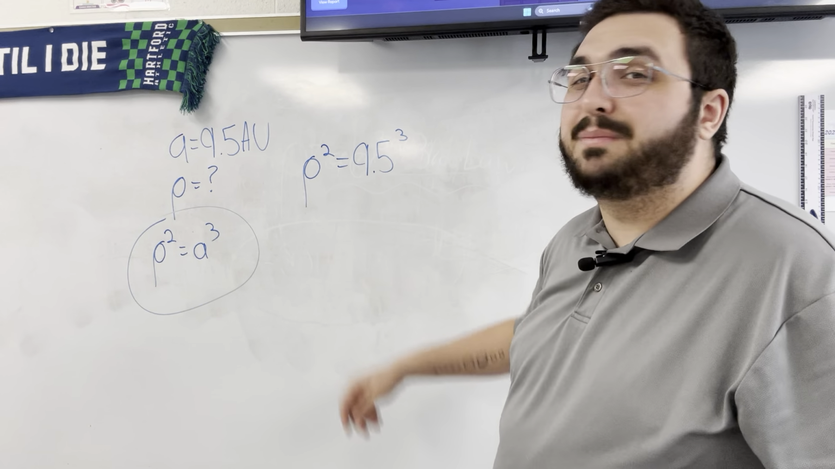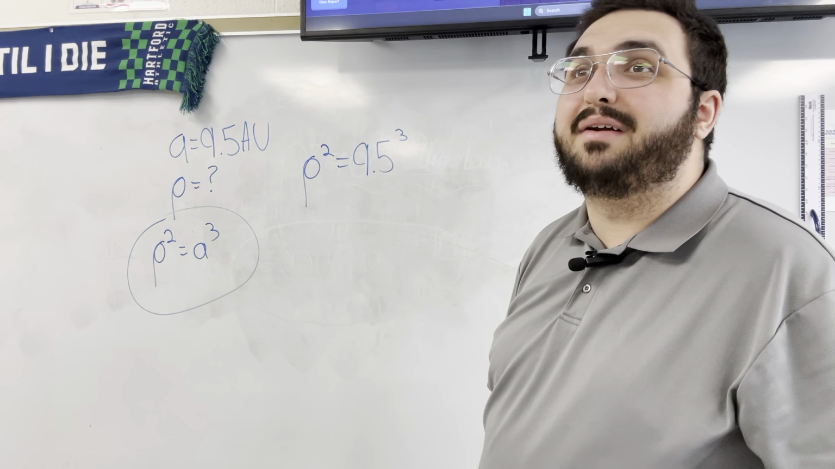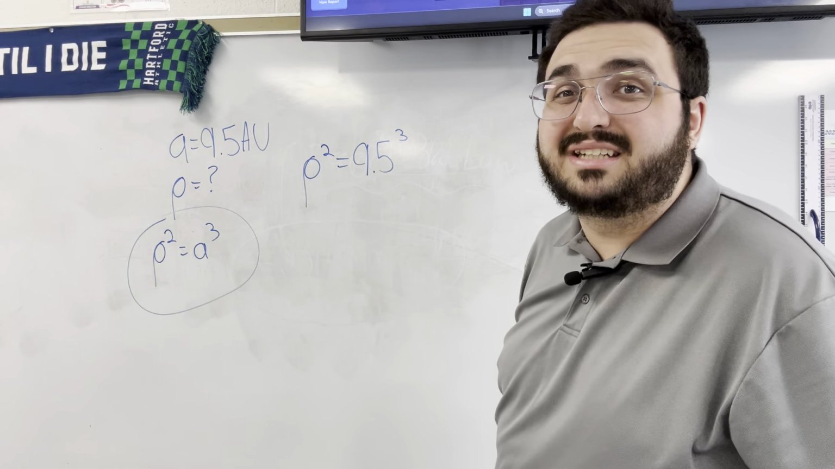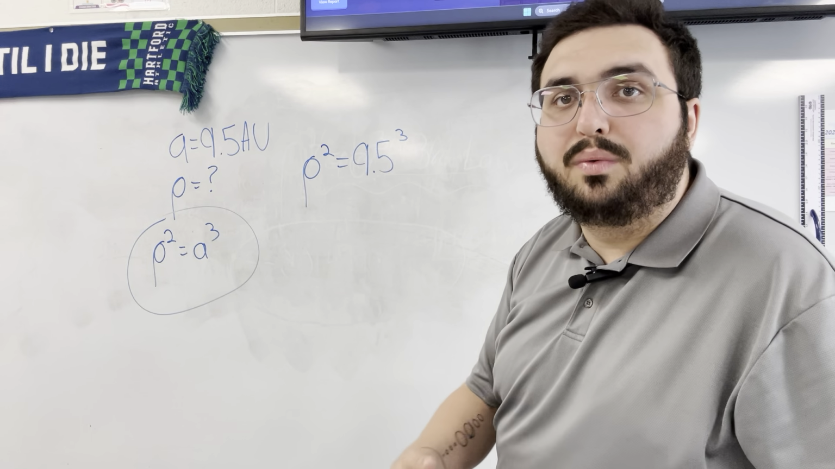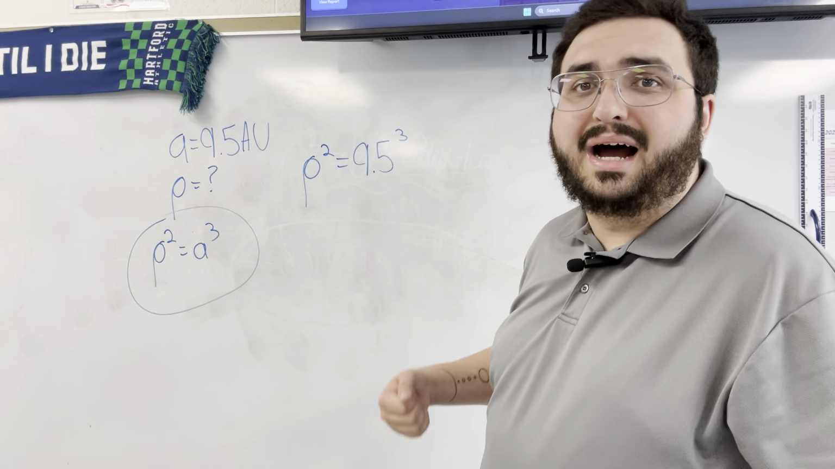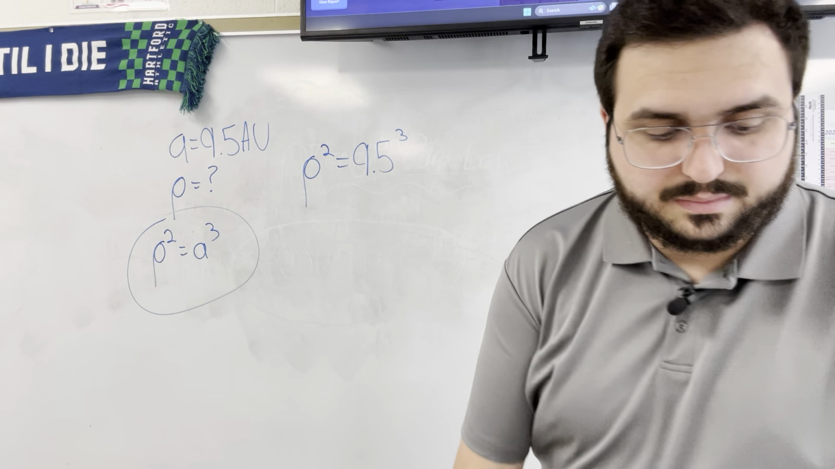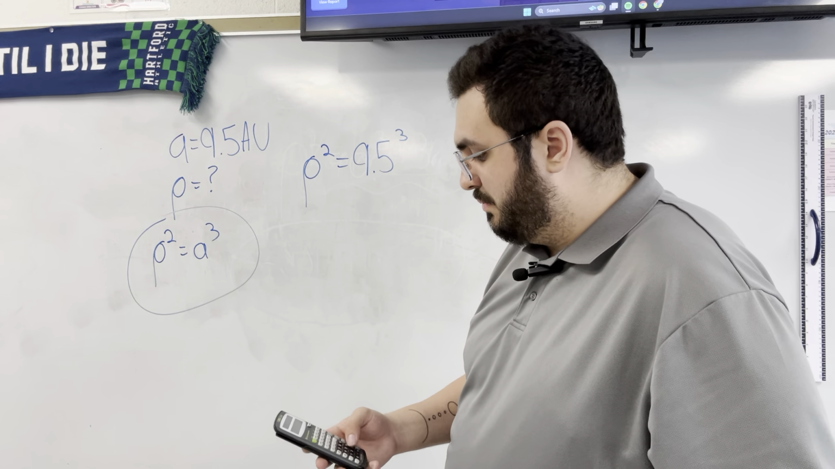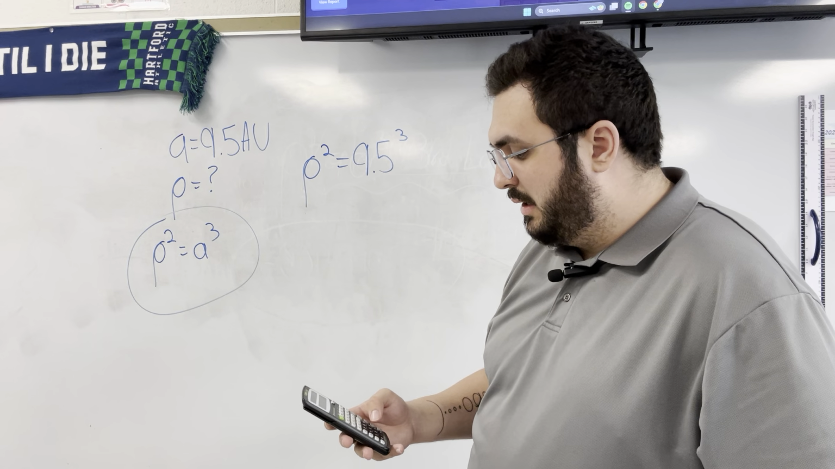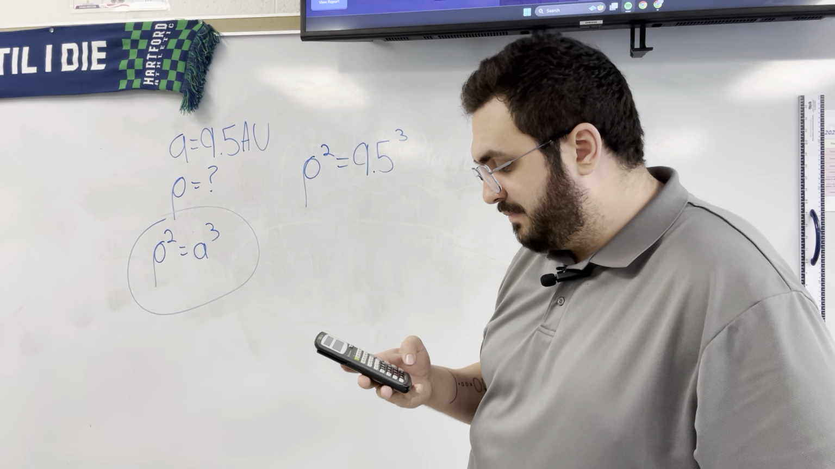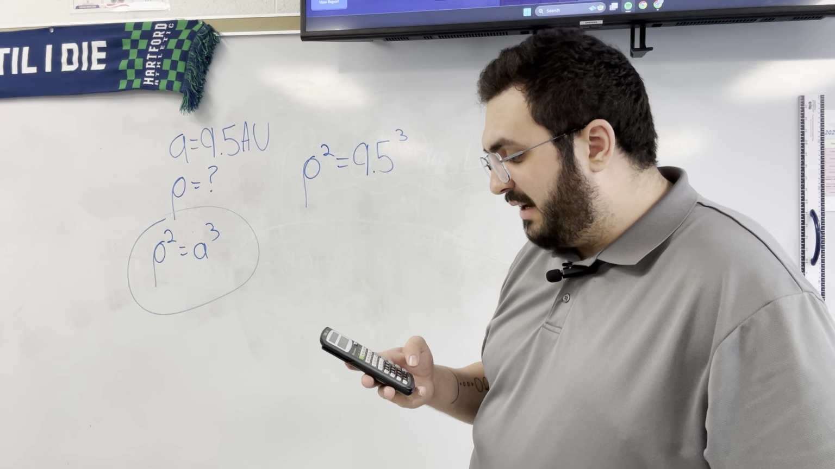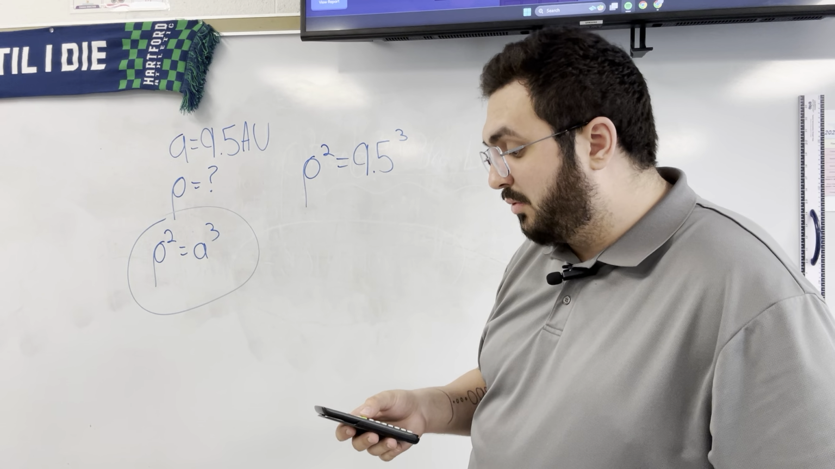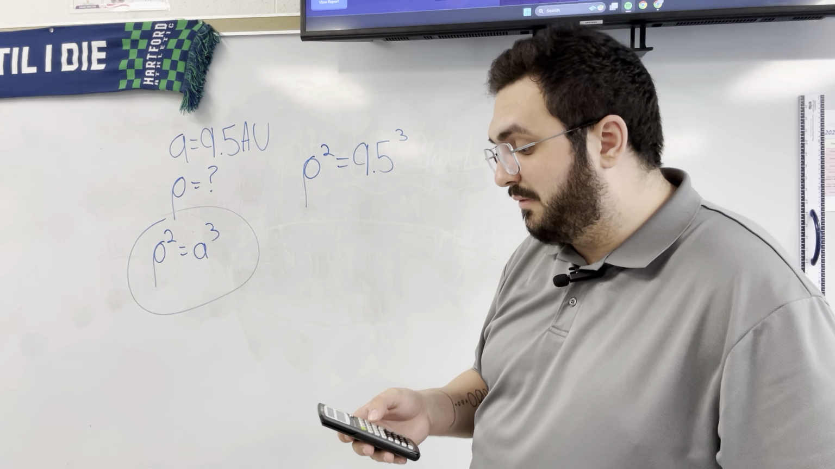P squared can't really be simplified yet. That's just something that I would have to solve for later. But 9.5 cubed is just a number. I don't know what that number is yet, but I can use a calculator to figure it out. So I'm going to do 9.5 to the power of 3. I'm going to find where my cube button is, or if I don't have a cube button, then I'm going to just do the number multiplied by itself 3 times.